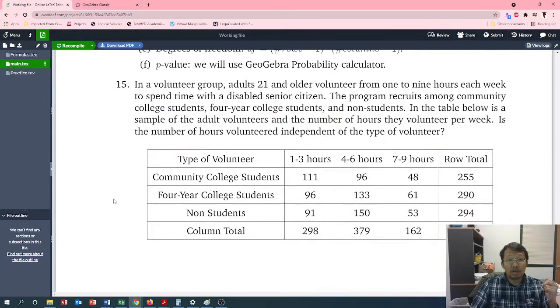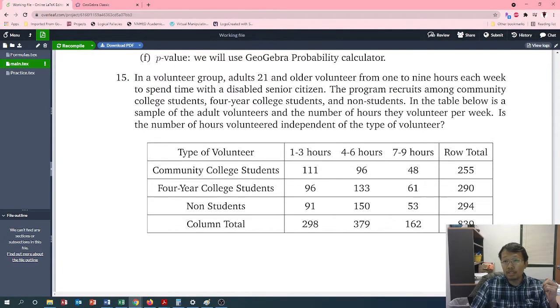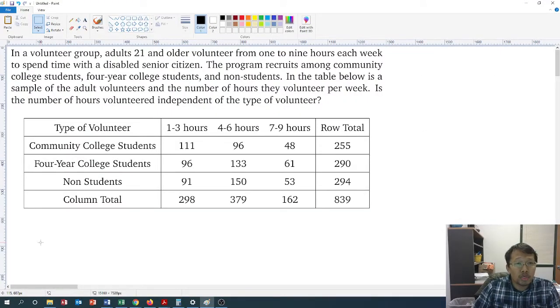So now let's head over to one of the problems in our book. In a volunteer group, adults 21 and older volunteer from 1 to 9 hours each week to spend time with a disabled senior citizen. The program recruits among community college students, 4-year college students, and non-students. The table below is a sample of the adult volunteers and the number of hours they volunteer per week. Is the number of hours volunteered independent of the type of volunteer? Is there any connection between the types of volunteers and the hours volunteered, between the rows and columns? That's what we need to figure out.